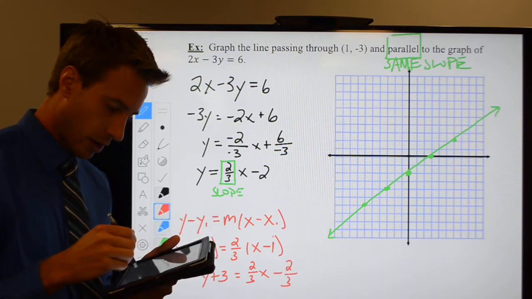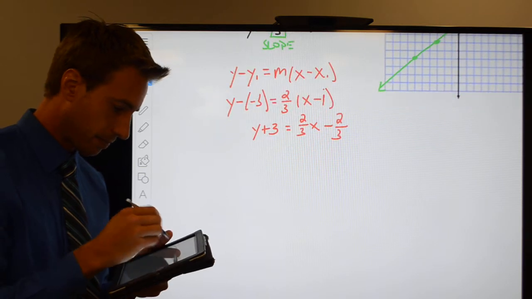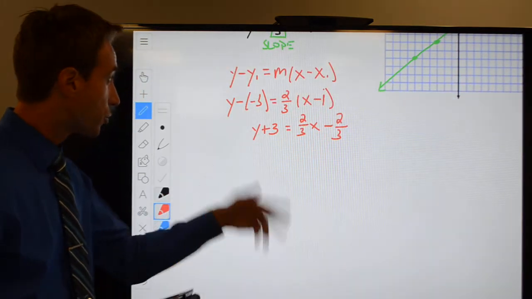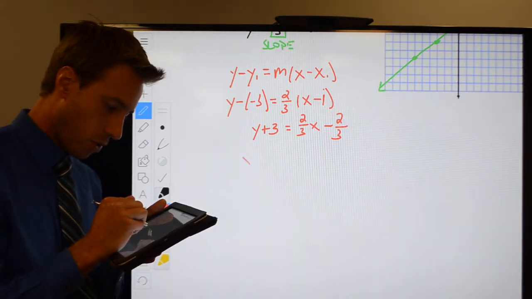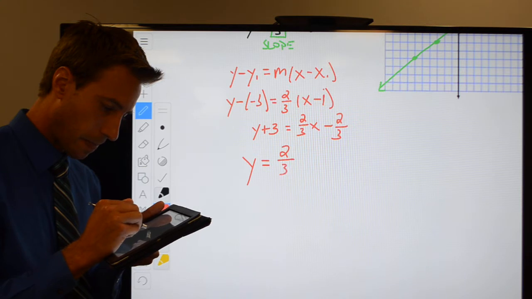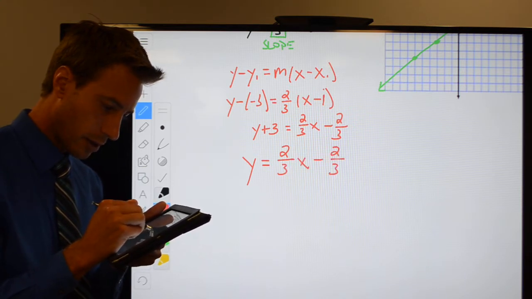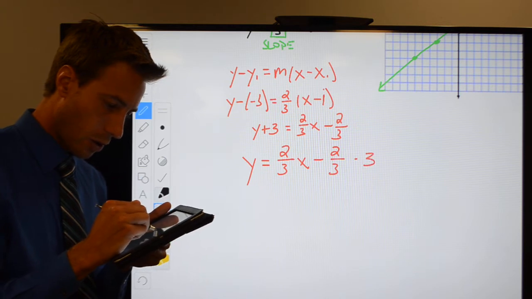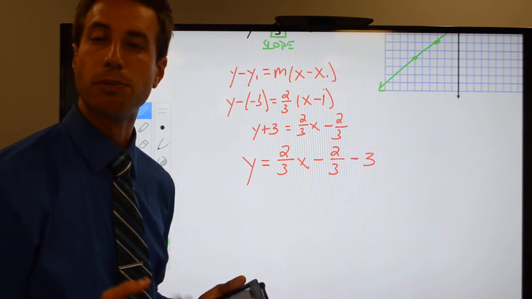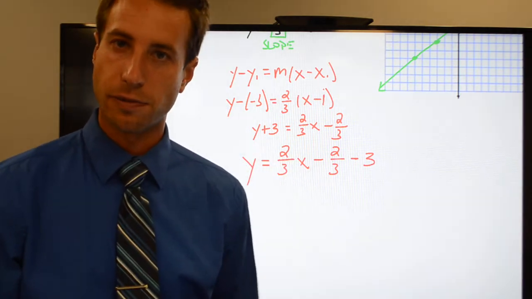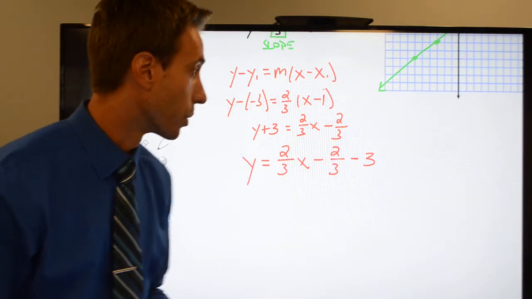Let me slide up so I have some space here so you guys can see. All right, what I'm going to need to do is subtract 3 to the other side. So I'm going to have y equals 2/3 minus 2/3 minus 3. Oh, awesome. Let's get some practice with fractions. Fractions are friends. Tons of fractions in this class. Let's get good with working with them.